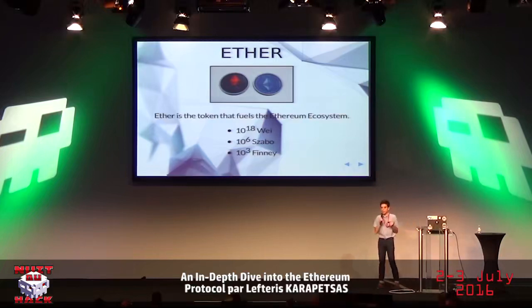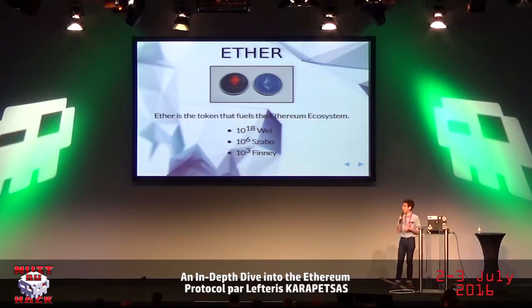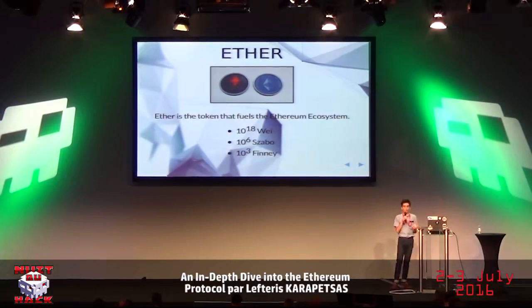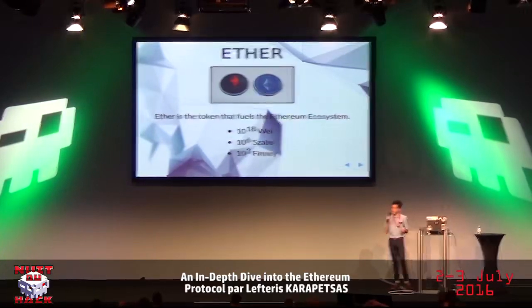Just like Bitcoin is the fuel of the cryptocurrency, in Ethereum we have Ether. Ether is the token that fuels the Ethereum ecosystem, and it has many denominations, the most common of which is the Wei. One Ether is equal to 10 to the power of 18 Wei, and this is what you will have to deal with if you play with Ethereum. There is also 10 to the power of 6 Szabo, and 10 to the power of 3 Finney. Right now, Ether is priced at roughly 11 euros.